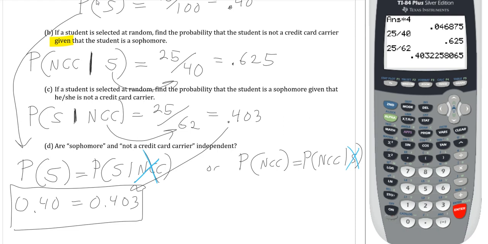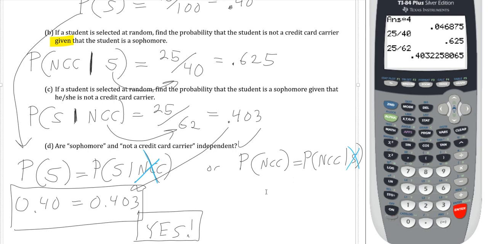We don't want to be too strict and say that it changed ever so slightly, therefore they are dependent. We want to see if the probability changed significantly, which in this case it did not. So, because the probabilities did not get changed, that means that one event did not significantly influence the other one. Therefore, yes, these are independent. Now, we could do this in another way as well.